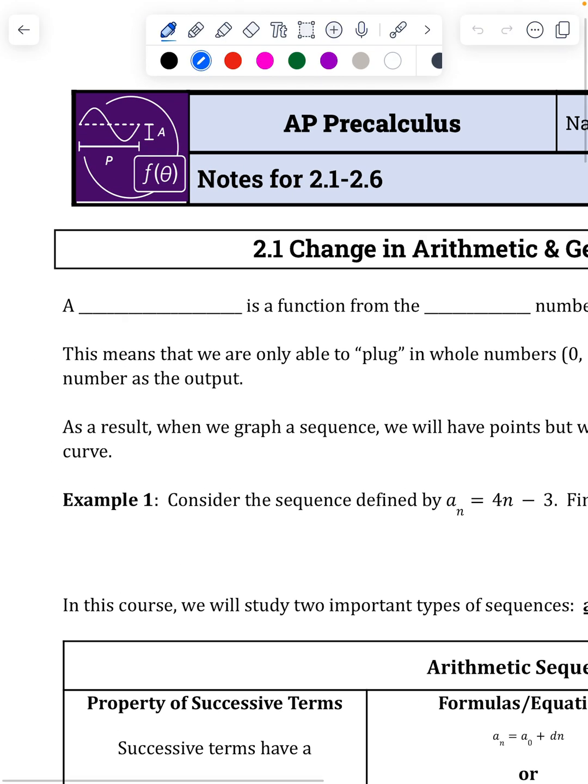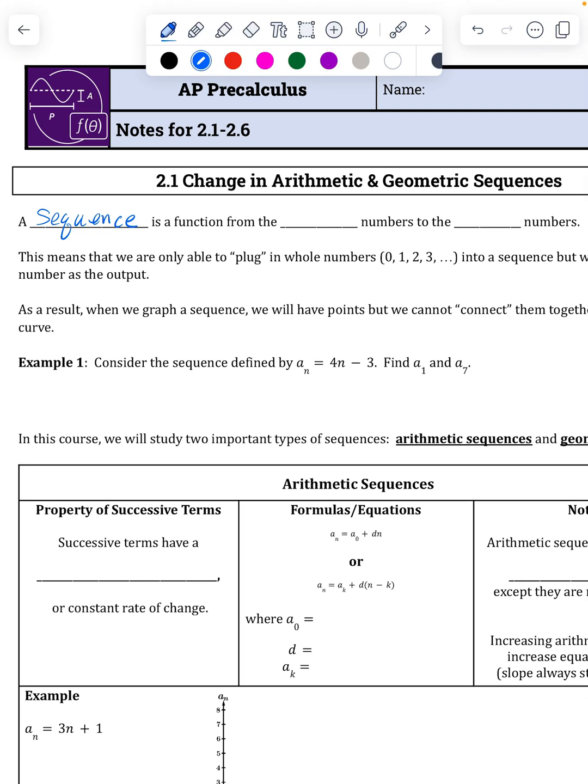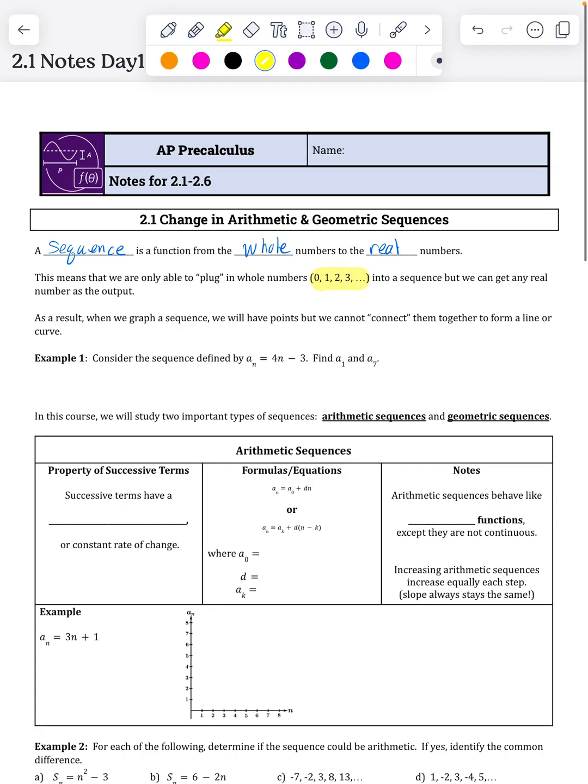We are going to be talking about arithmetic and geometric sequences. And a sequence is a function that takes you from the whole numbers to the real numbers. And what that means is right here. It says this means that we are able to plug in whole numbers. So you only plug in 0, 1, 2, 3, and then you will get out any real number. So it doesn't create a line, it creates a series of dots.